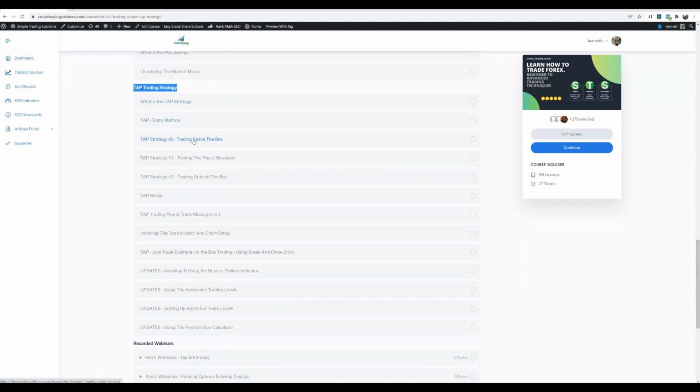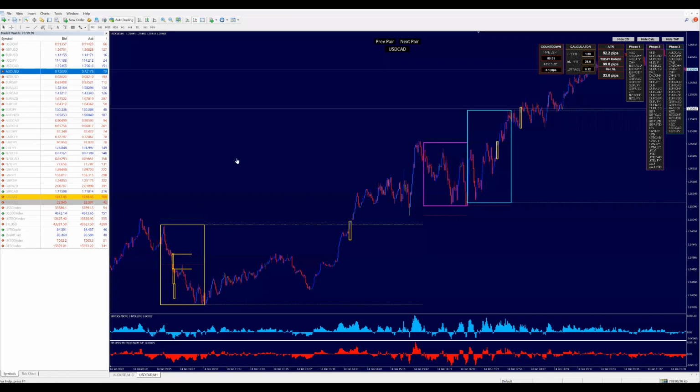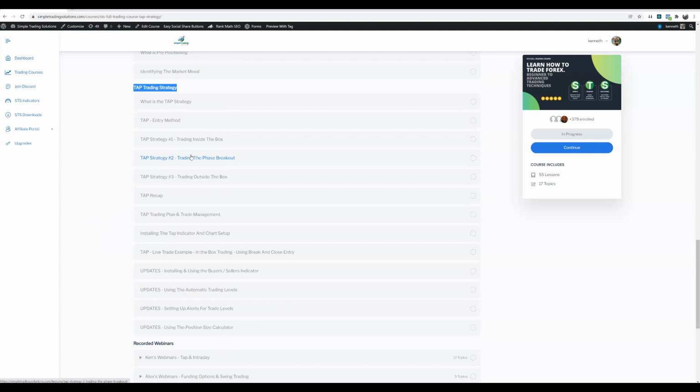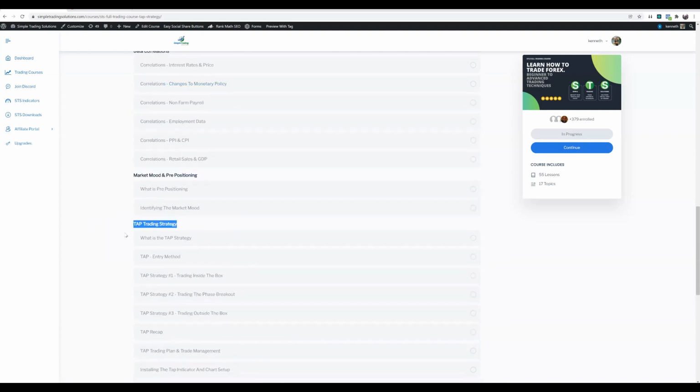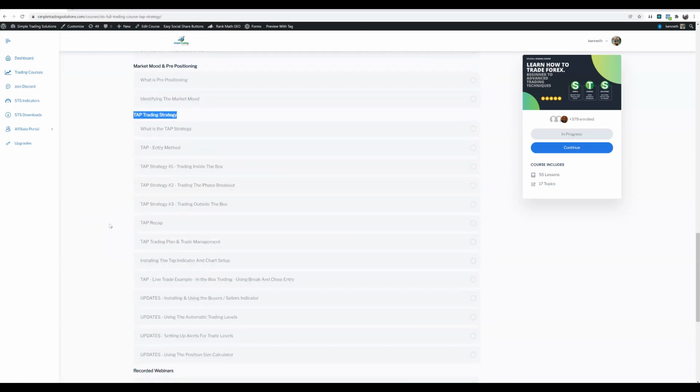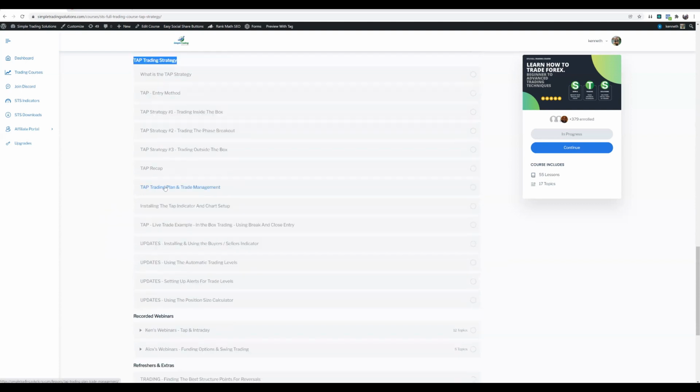and this goes over what we just talked about. So you've got trading in the box, which is what I just showed you here, and then we've got trading the breakout, which is what I also showed you, trading outside of the box, which is a bit more advanced. It does require that you've gone through this course and have an understanding of how price action works. And then we've got trade plan, trade management, installing the indicator.